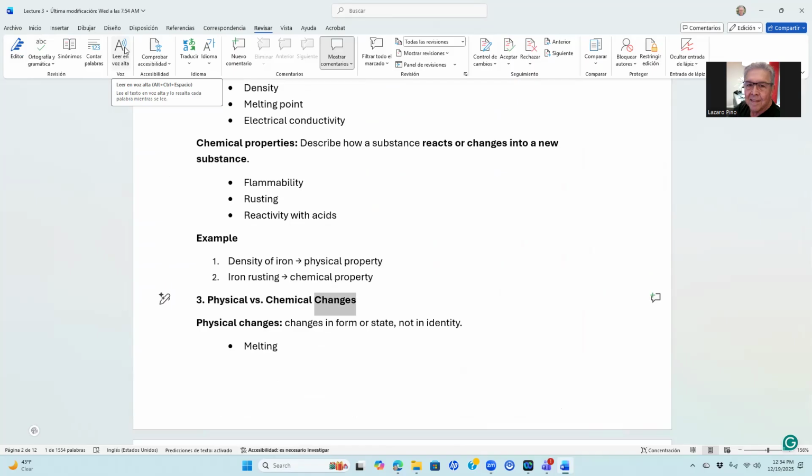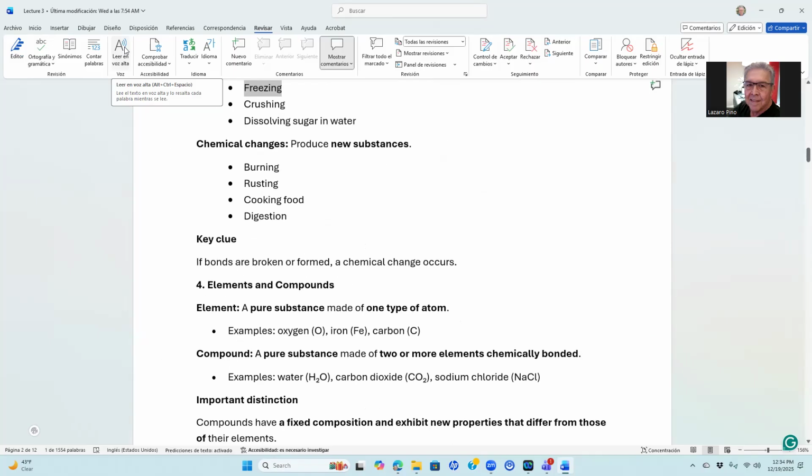3. Physical versus chemical changes. Physical changes affect form or state, not identity: melting, freezing, crushing, dissolving sugar in water. Chemical changes produce new substances: burning, rusting, cooking food, digestion. Key clue: if bonds are broken or formed, a chemical change occurs.